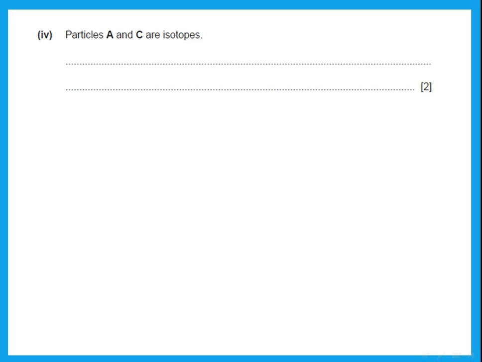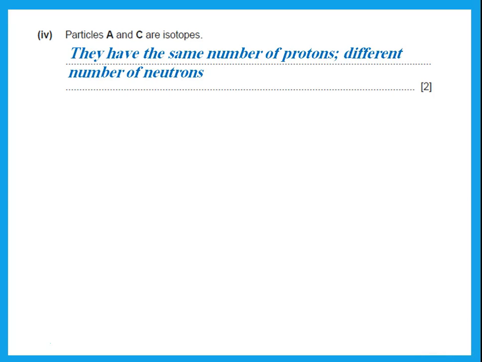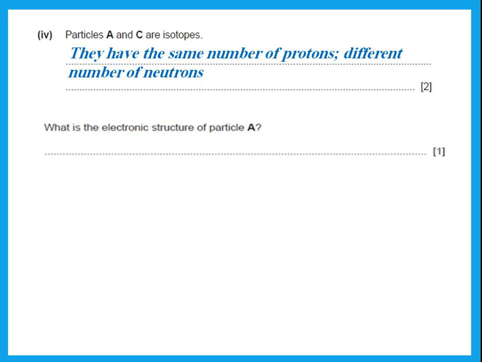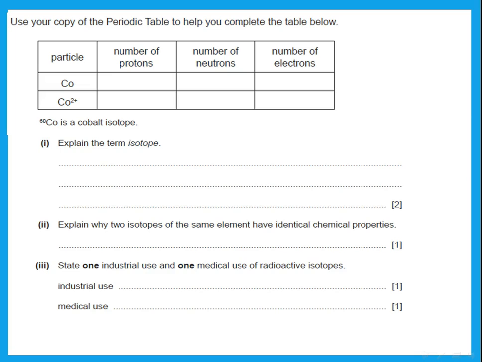Why are particle A and C isotopes? We said if they are isotopes, then they must have the same number of protons and different number of neutrons, and that is correct for this case. What is the electronic structure of particle A? If you look at particle A, we said it has 15 protons, and that means it is distributed 2, 8, 5.